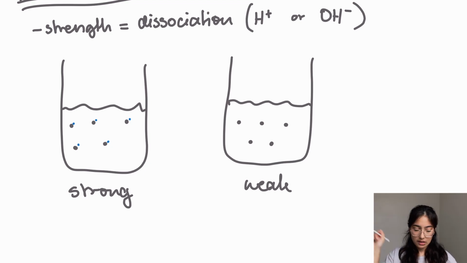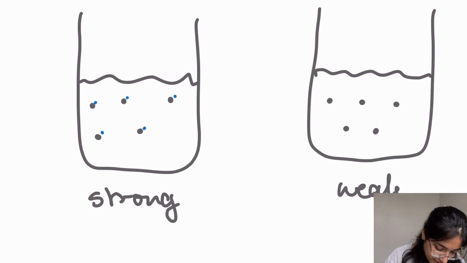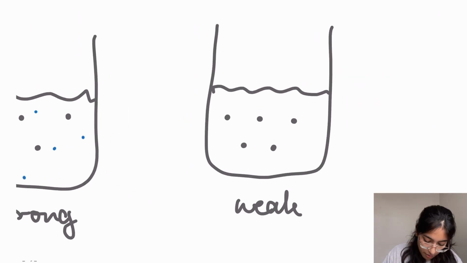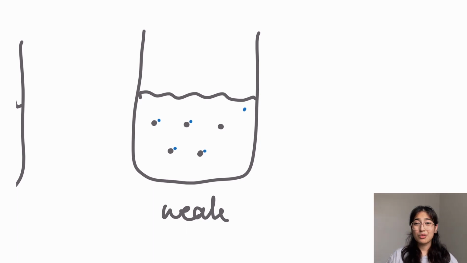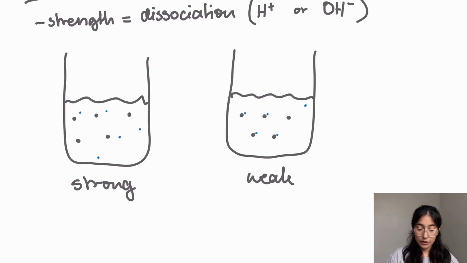So we see that in a strong acid, out of these 5 molecules, 4, or maybe even 5 of them would dissociate away. But in a weak acid, not that many would do it. These ones would all be stuck together. Maybe one of them dissociates away. Maybe 2 of them. But it's way less than the strong acid.